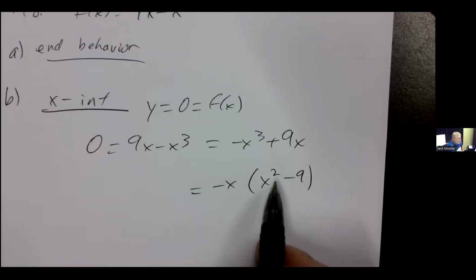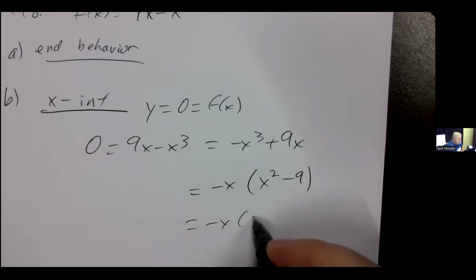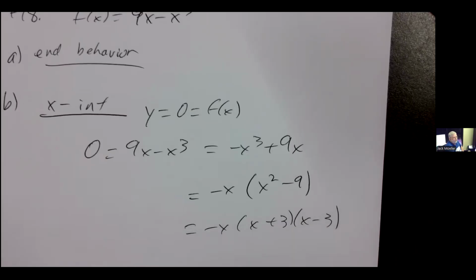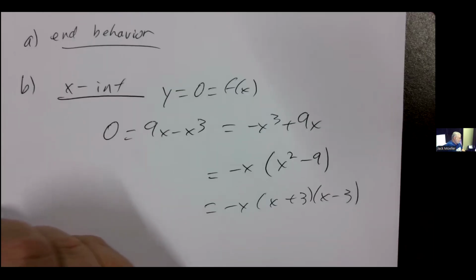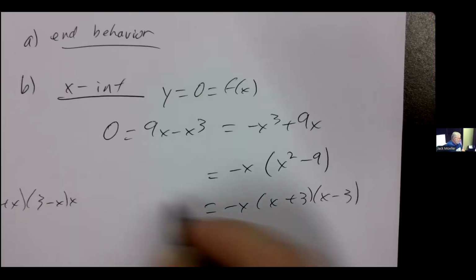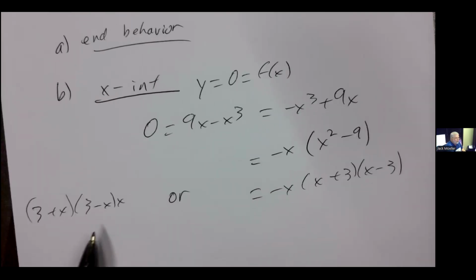Now, that can still be factored because that's a difference of squares. So x plus 3, x minus 3. If you didn't factor out the negative, you would have had 9 minus x squared, and you'd have 3 plus x and 3 minus x. So in the end, you'd get the same answers. It would just look a little weird because we're used to having the x first. That's what it looked like.